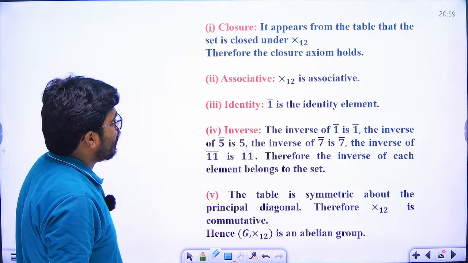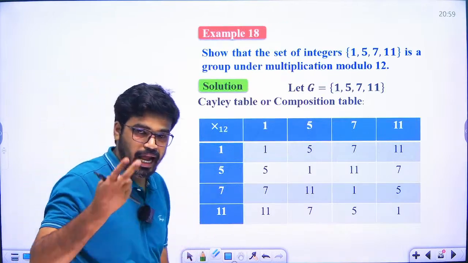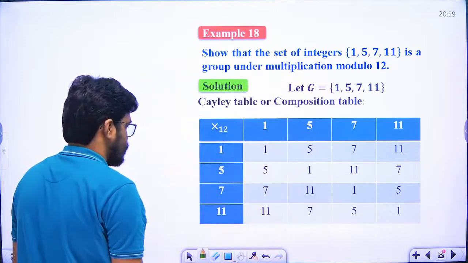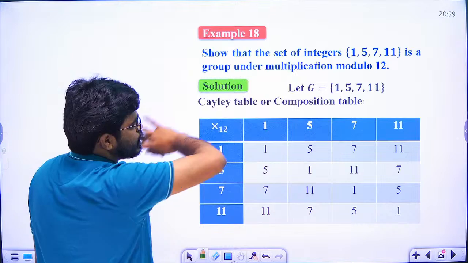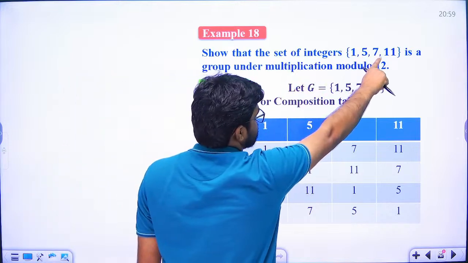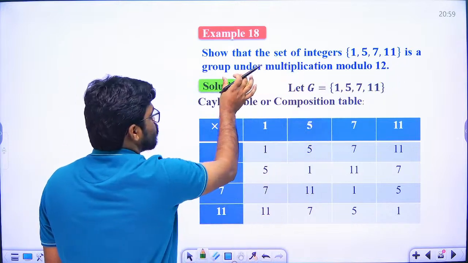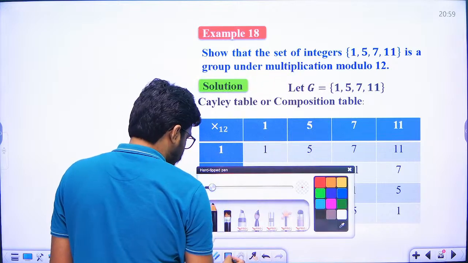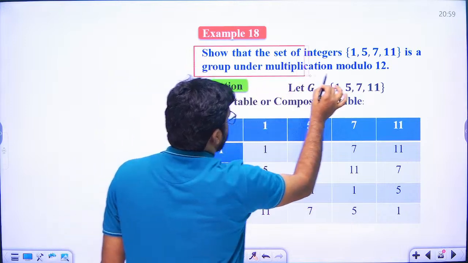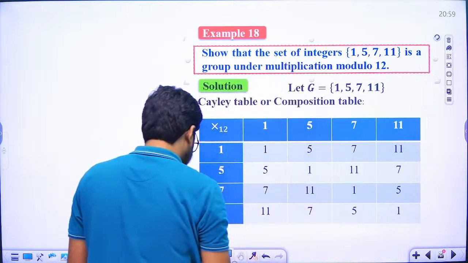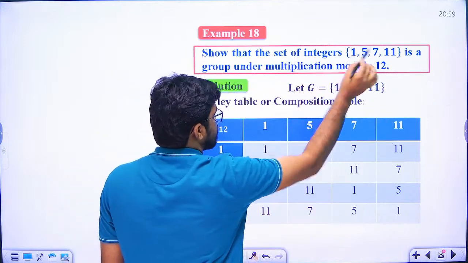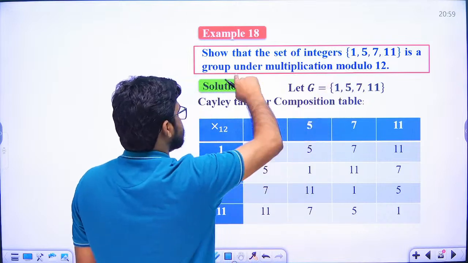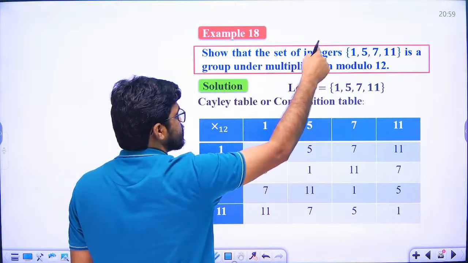আমি দুটো প্রবলেম অ্যাডিশন রেসপেক্টে ডিসকাস করেছি। এবার দেখো মাল্টিপ্লিকেশন রেসপেক্টে। So that this set of integers 1, 5, 7, 11 is a group under multiplication modulo 12. So note this, please note this problem. Show that this set of integers 1, 5, 7, 11 is a group under multiplication modulo 12.